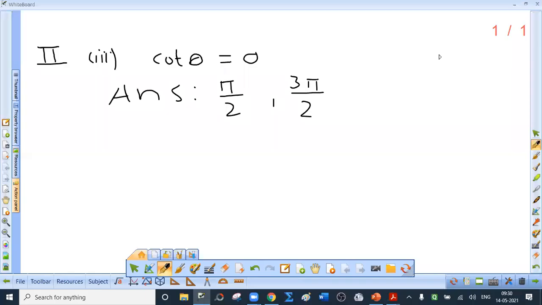Now the third one is cot theta equal to 0. So cot pi by 2 is 0 and cot of pi plus theta is cot theta. So I can say cot 3 pi by 2 also, right? So what are the principal solutions? Pi by 2 and 3 pi by 2.